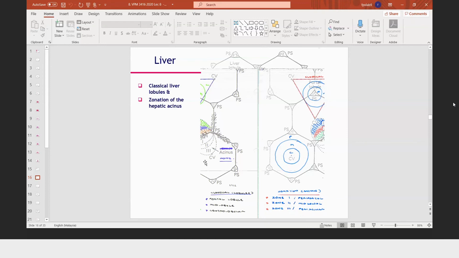Okay, question just now, sorry. Oh, sorry, Prof. Prof, actually, I don't really understand. How does it go to the side and then go back into the central vein?